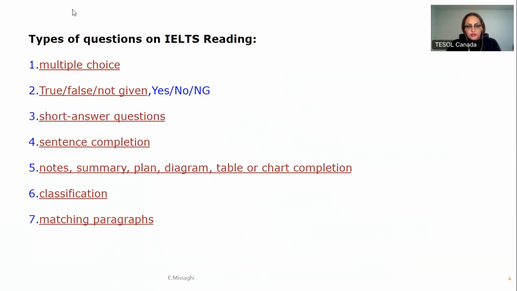There are different types of questions, like multiple choice, for both general and academic. Multiple choice, true, false, not given, yes, no, not given, and short answer questions. True, false, not given is based on fact, but yes, no, not given is based on the writer's opinion. But basically it means you can find it in the text. True or yes: you can find it. You cannot find it: no, false, or not given. It's nothing about that.